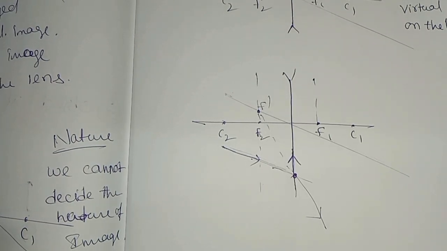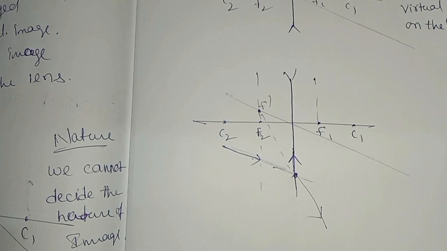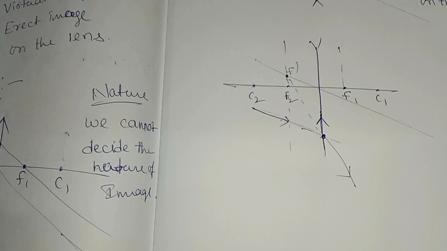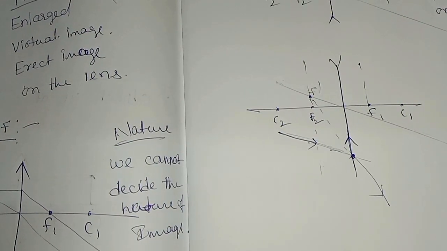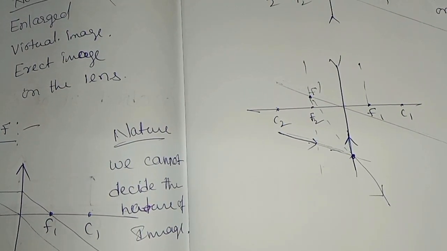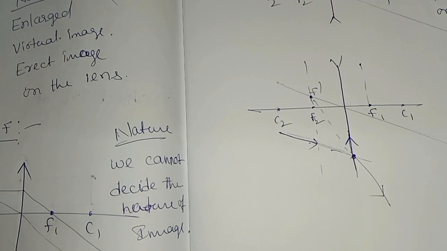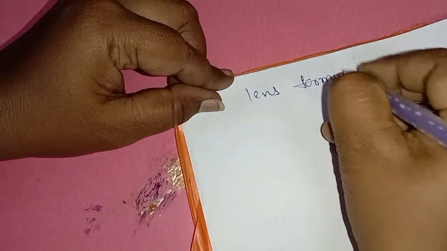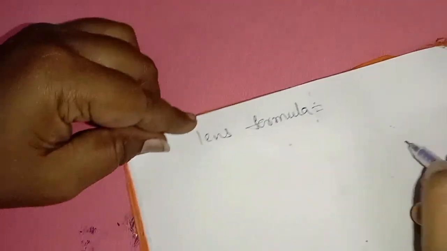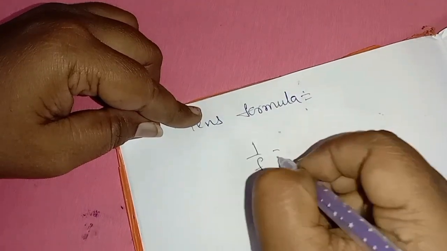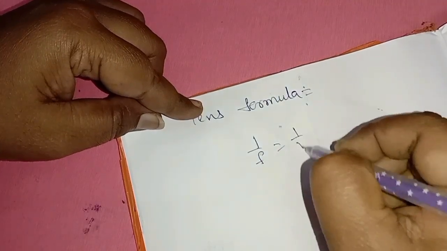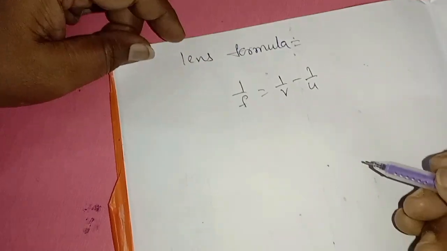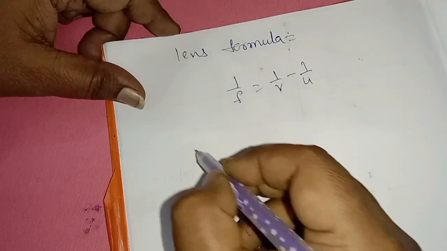Next, we have the lens formula. Sorry, it is the lens formula. As we had the mirror formula in the first lesson, what is that? 1 by f equals 1 by v minus 1 by u is our lens formula.